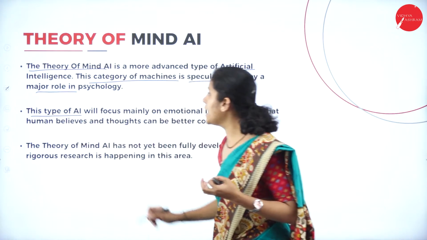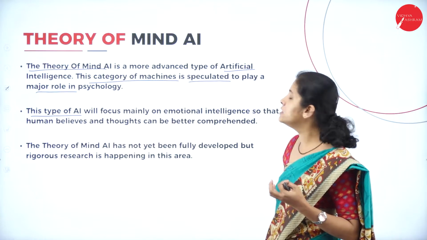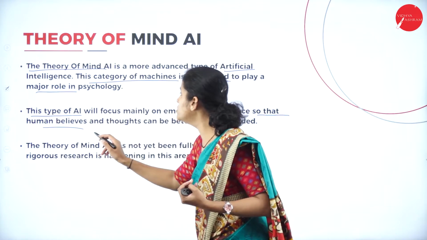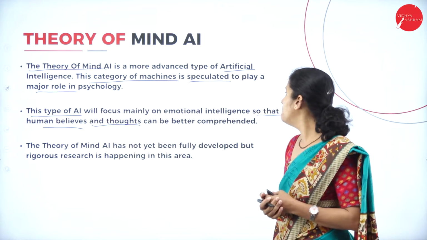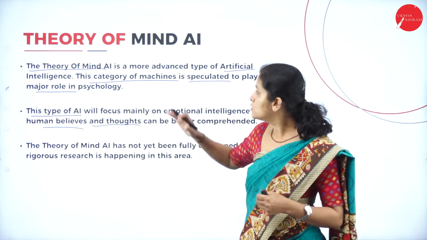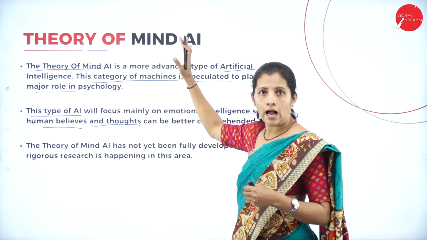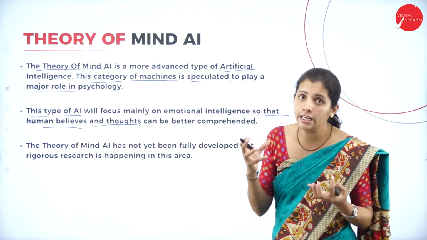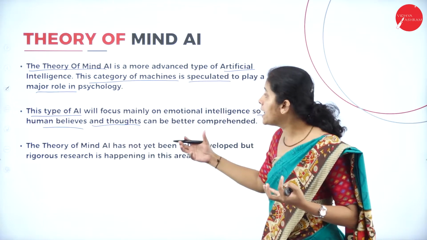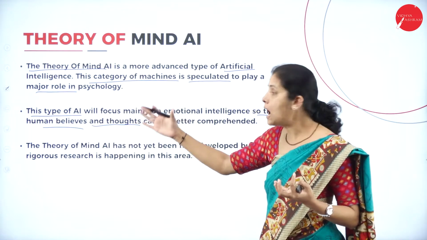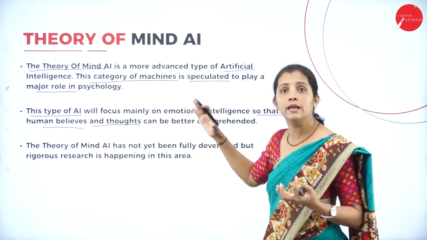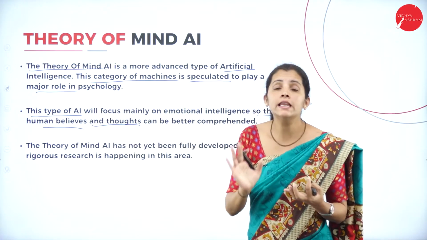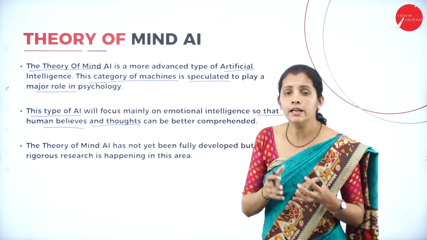This type of AI will focus mainly on emotional intelligence so that human beliefs and thoughts can be better comprehended. So theory of mind AI mainly depends on human emotional intelligence, so that beliefs and thoughts can be better comprehended. And we don't have any such kind of AI till now.